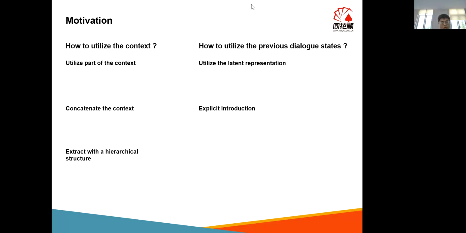Then, the problem comes to how to utilize the context and how to utilize the previous dialogue states. Some methods utilize a part of the context, which is normally the last one or last two turns in the dialogue. This method always combines the previous dialogue states as the information source for the dialogue history. They are based on the assumption of Markov property in the dialogue. However, the methods will easily carry over the false prediction due to the dropout mechanism for the history compositions.